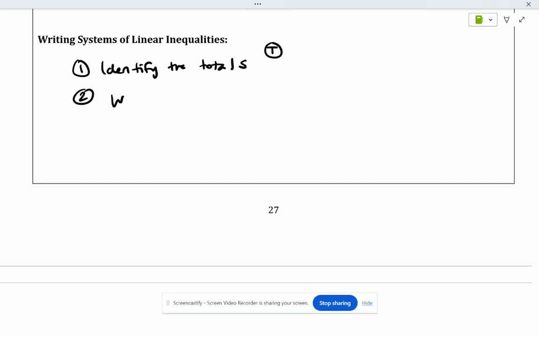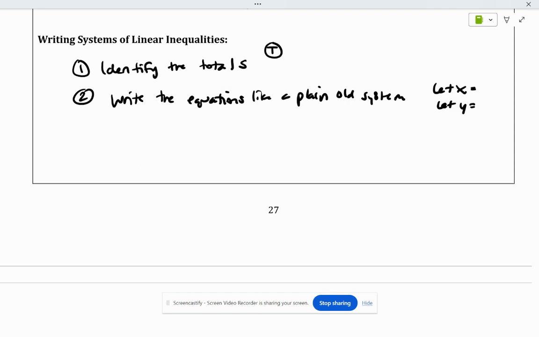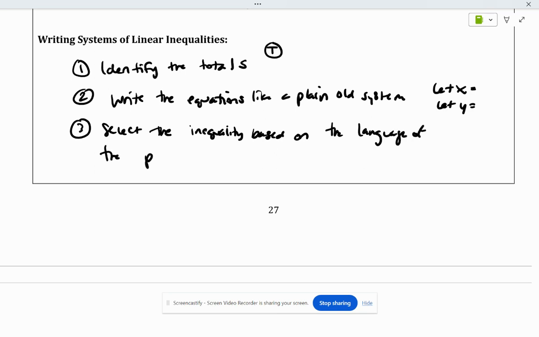Then you're going to write the equations like a plain old system. You let x equal, let y equal, write your 2 equations, and then you leave a little space where the equal sign should go, because that's where your inequality symbol is going to go. You are going to select the inequality based on the language of the problem.